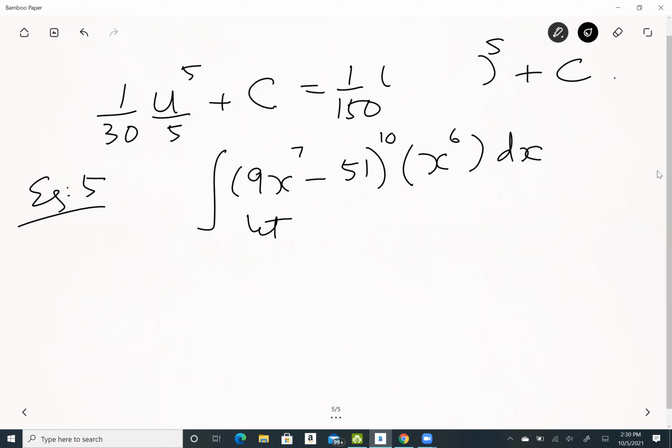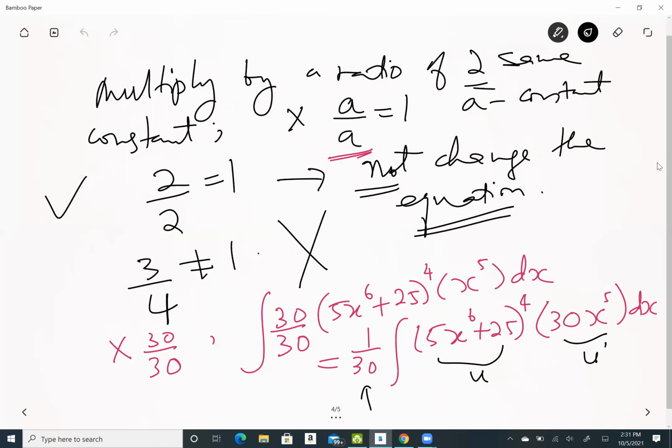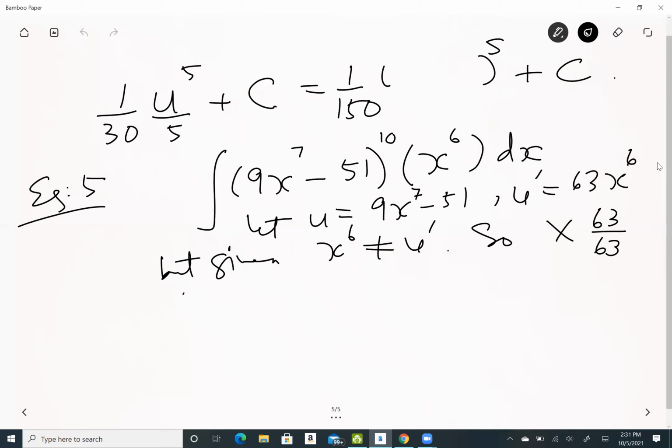So good. So we got u equal to 9x to the power of 7 minus 51, and then u prime is equal to 63x to the power of 6. But what we have is x to the power of 6, and that is not u prime. So you multiply by 63 over 63. Now we know the rule. If you multiply by 63 over 63, like what I did for the 30 over 30, the numerator you multiply into what is supposed to be u prime, and then the denominator you just take it out. So we do it right away, because we know already. So what I have is 1 over 63, I put it right away outside.